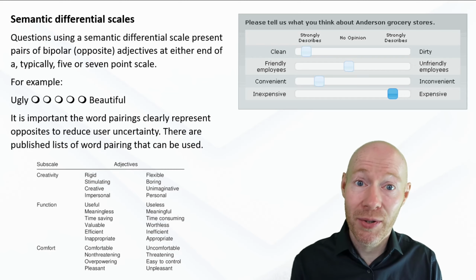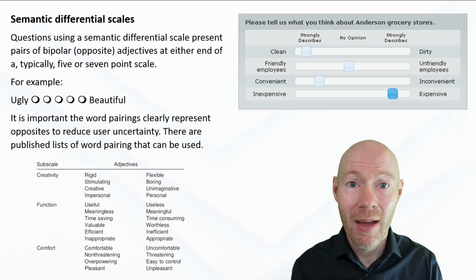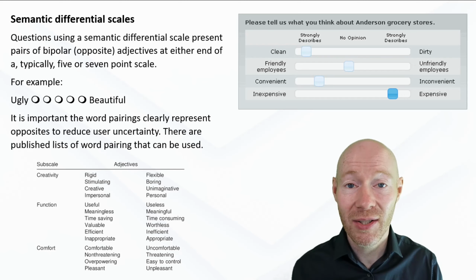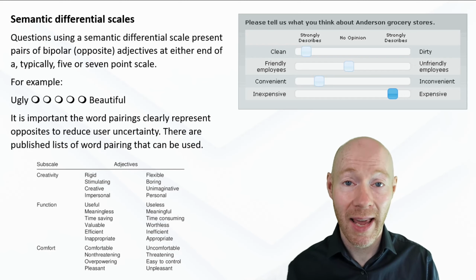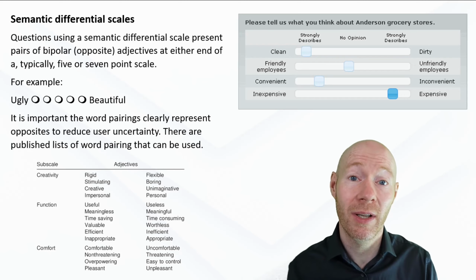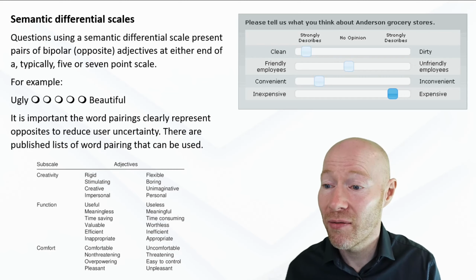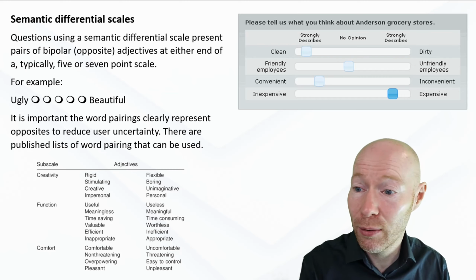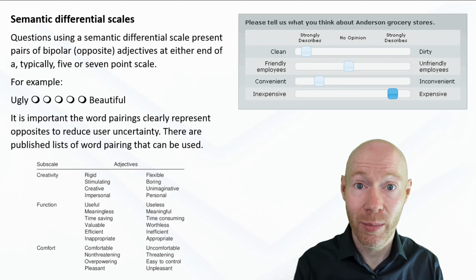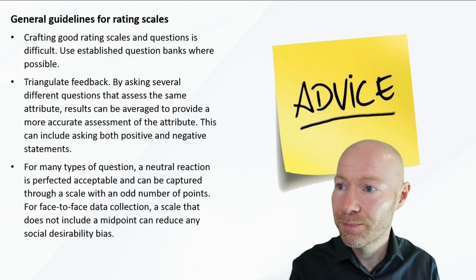Thankfully, there's lots of good published word pairing lists that we can use. So if we're using this type of question, we should refer to published lists in terms of making sure we're selecting word pairings that are opposites and will be safely interpreted as opposites. And you can see some examples here: meaningless, meaningful, time-saving, time-consuming, comfortable, uncomfortable. So they're all clearly the opposite of one another.